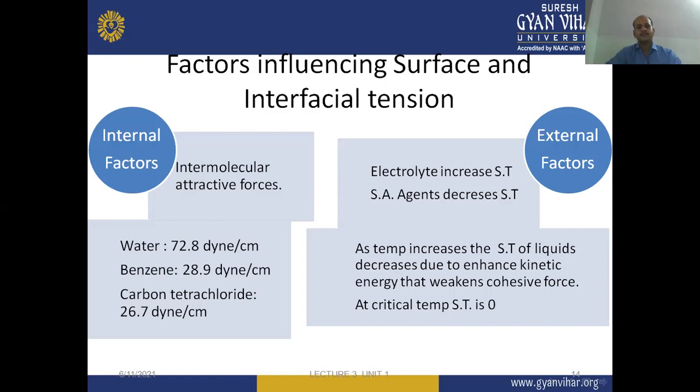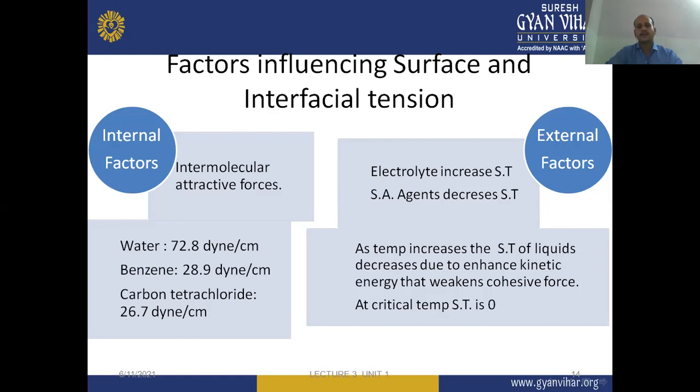When we go through the internal factors, they are the intermolecular attractive forces. Surface tension or interfacial tension is highly affected by the intermolecular attractive forces, and the examples given are water, benzene, carbon tetrachloride. Then the external factors which affect superficial or interfacial tension are electrolytes, surface active agents, temperature, etc. So what are the effects of the different external factors?